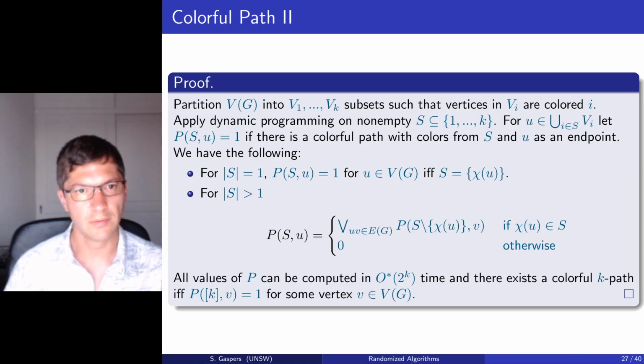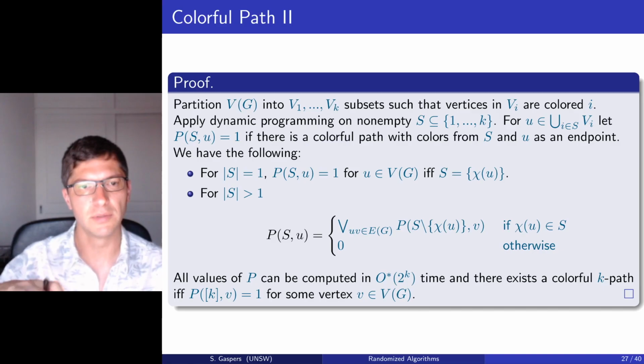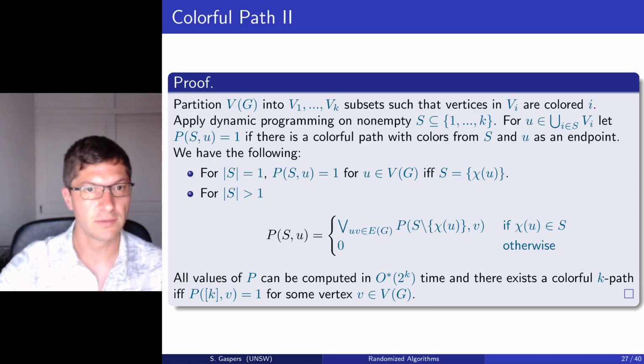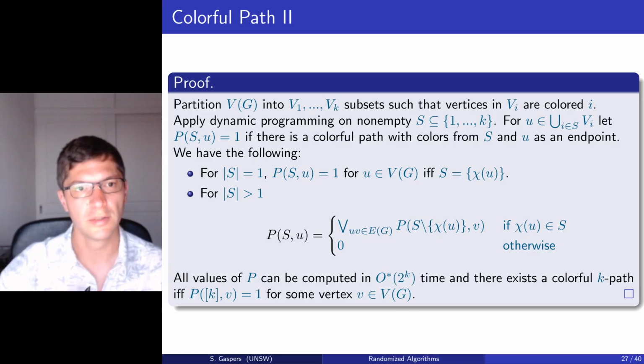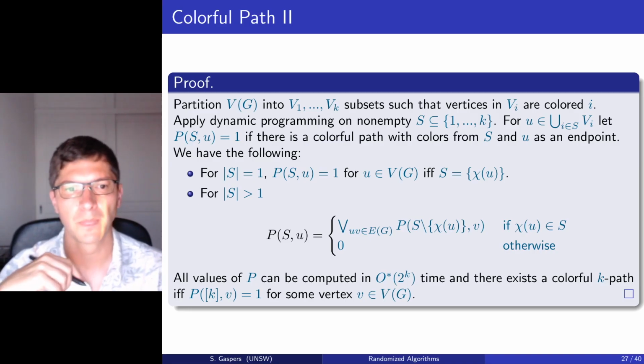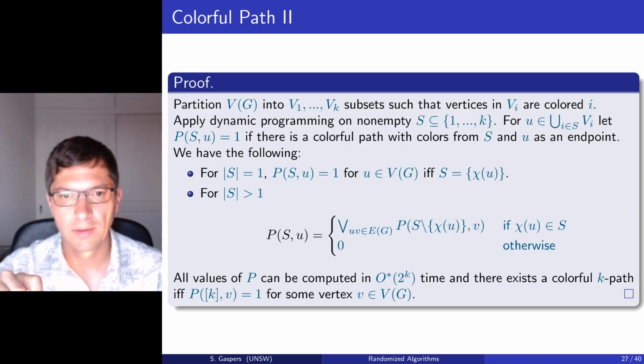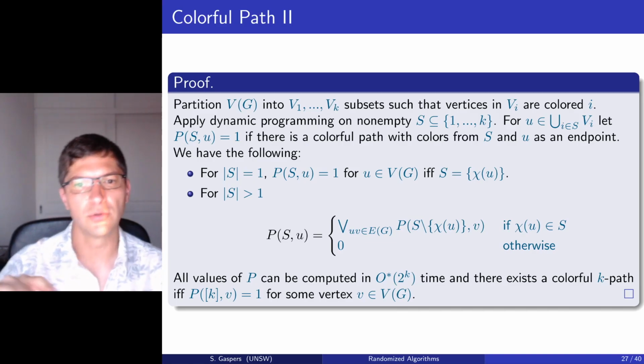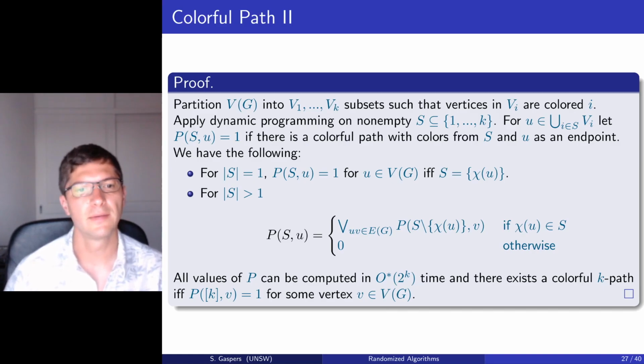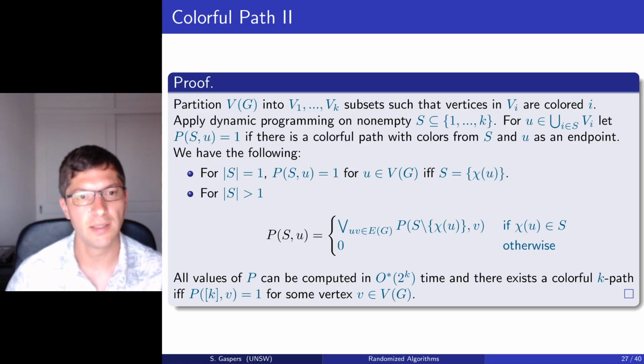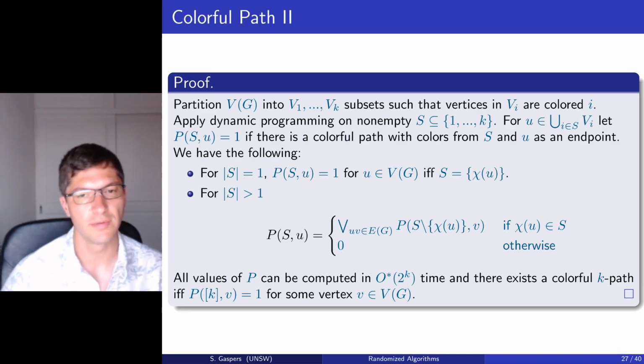All of these values of P can be computed in O star of 2 to the power k time, because we just need to compute it for every set of colors, and we have k colors, so there are 2 to the power k choices, and for every vertex, but there are only n vertices, so that's a polynomial factor. So all of these values can be computed in O star 2 to the power k time, and now there exists a colorful k-path if and only if P of the set from 1 to k, comma V, is equal to 1 for some vertex V.